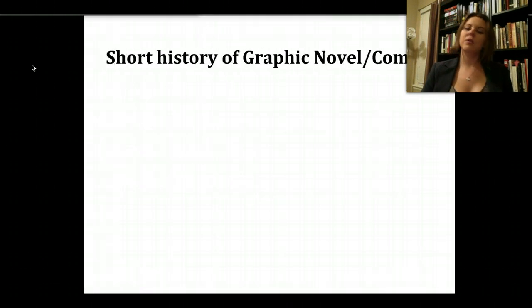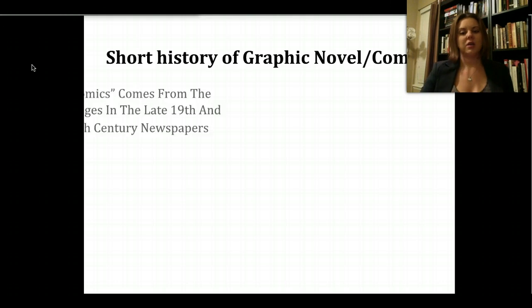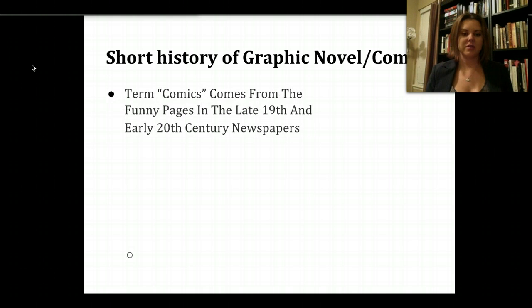Okay, so in order to understand the graphic novel, we need to know about where it's come from and its roots. And really, it begins with comics. Okay, the term comics actually first showed up from the late 19th and early 20th century newspapers when they had funny pages. Okay, there were definitely, arguably, comics before that, but they weren't termed that.